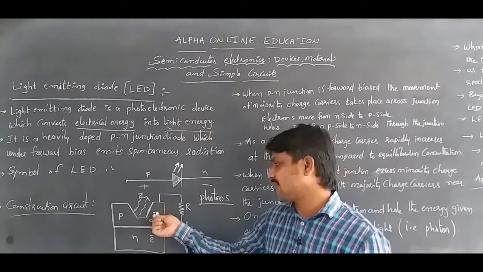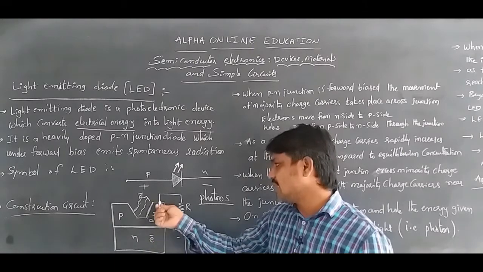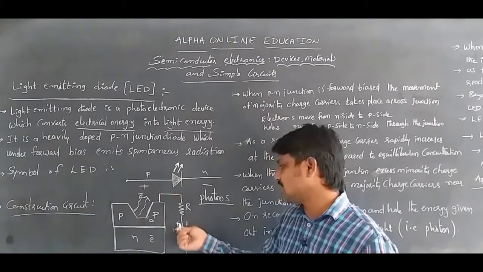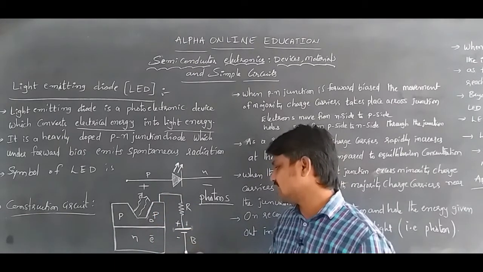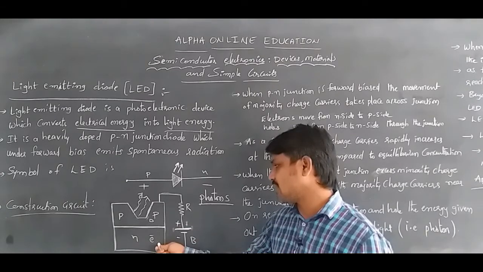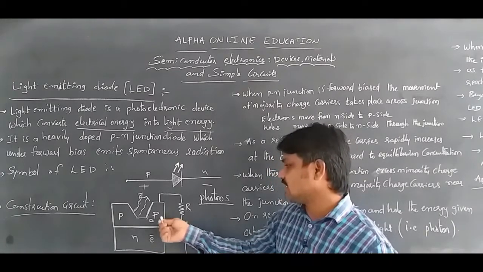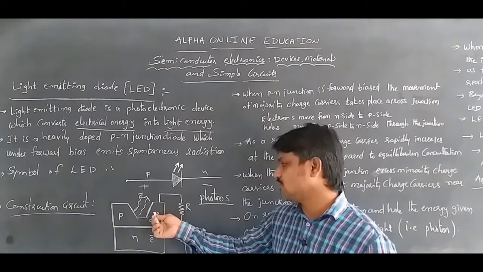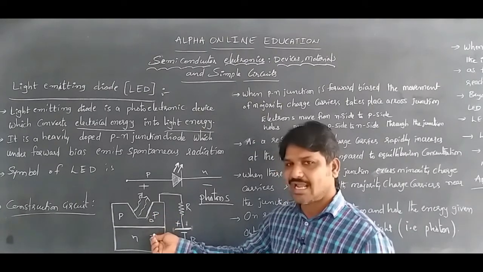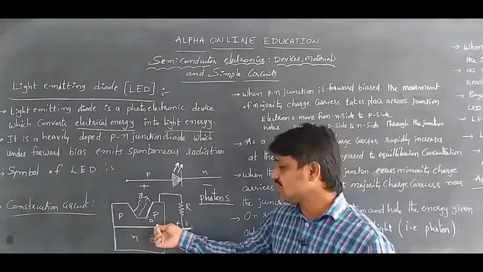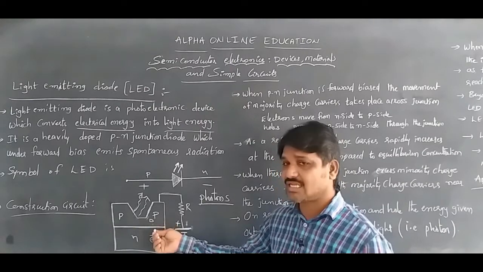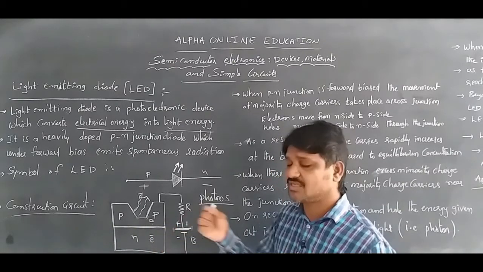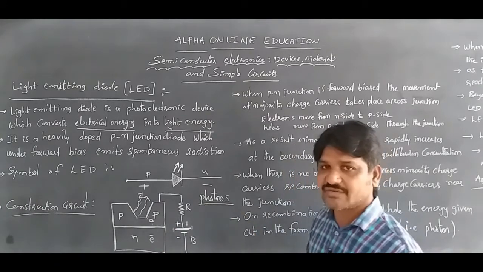This is the P type material and the N type material. The P side is connected to the positive terminal of the battery and the N side is connected to the negative terminal of the battery. Whenever it is connected, the electrons move from the N side to the P side and the holes move from the P side to the N side, so the junction depletion layer width decreases and conduction happens.